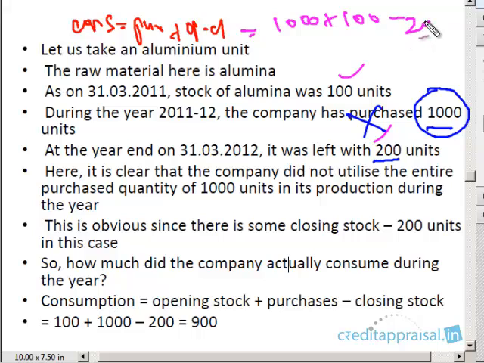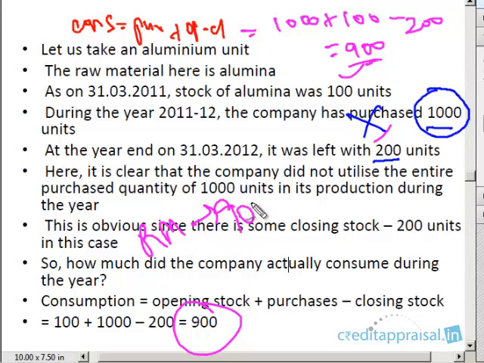100. What is the closing stock? 200. So 900 is the consumption. So even though you purchased 1000, you utilized only 900. So in the P&L account, under the head of raw material, you're going to take the cost of this 900 units only. Is it clear? You're not going to take the cost of 1000. You're going to take the cost of 900, right?